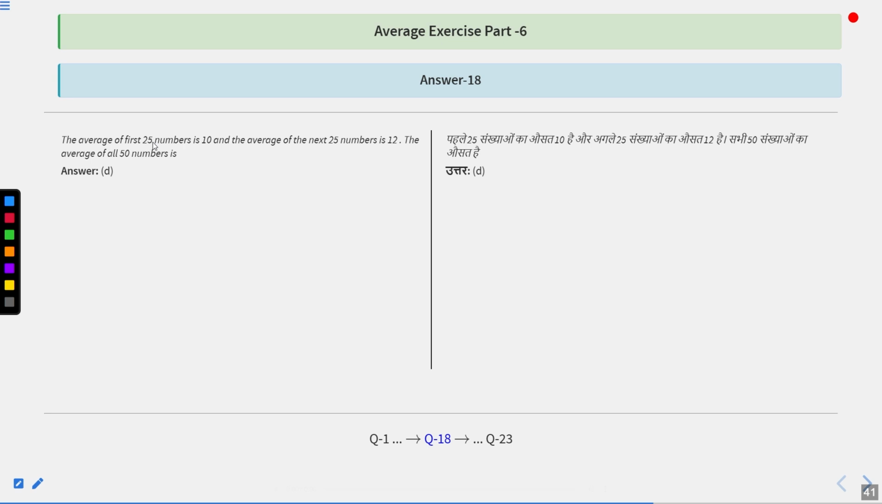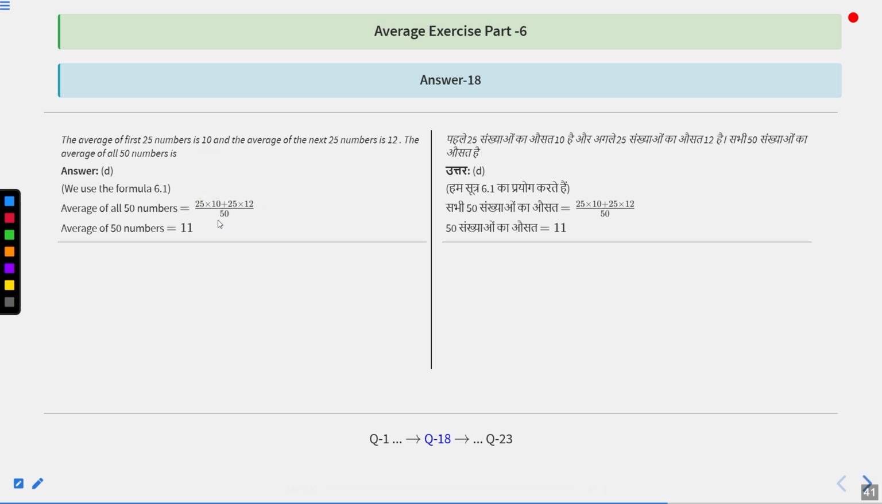The average of first 25 numbers is 10 and the average of next 25 numbers is 12. So the average of all 50 numbers. So we can understand that the average of all 50 numbers will be the sum of all the numbers divided by the total numbers. So 25 into 10 will become the sum of first 25 numbers. In the same way, for the next 25 numbers we multiply to get the sum, 25 into 12, and divide by the total number, which is 50. So when we calculate it, we get the average of 50 numbers is 11.